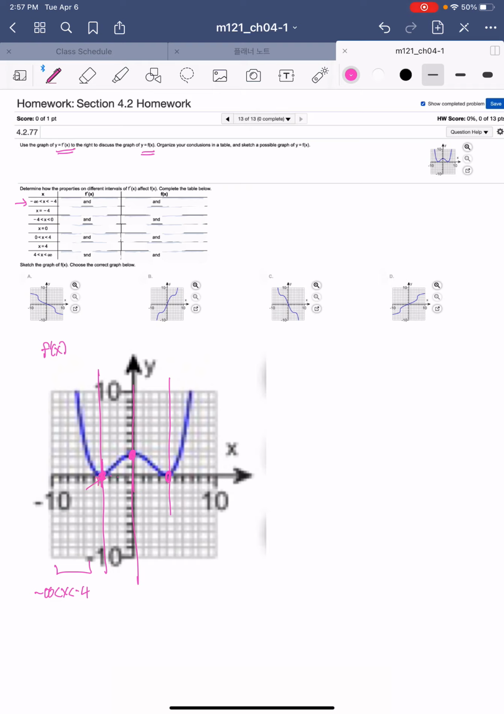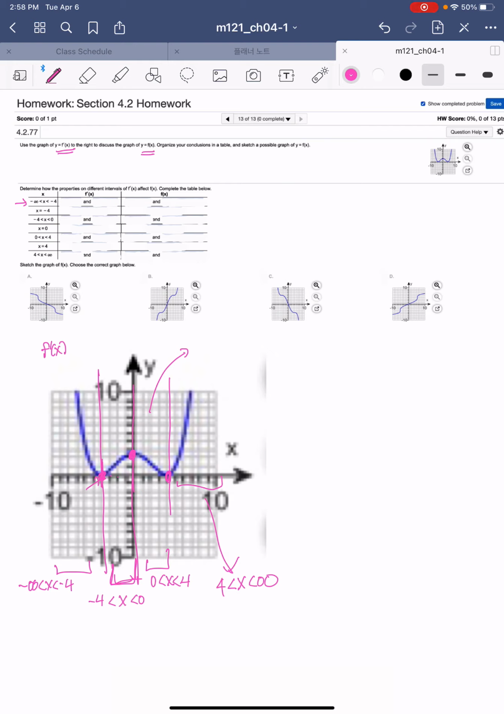And then we have another region right over here going from negative 4 to 0. This region, this part right over here. And we have this partition part right here, that's 0 to 4. And this last part, which is x greater than 4 to infinity.